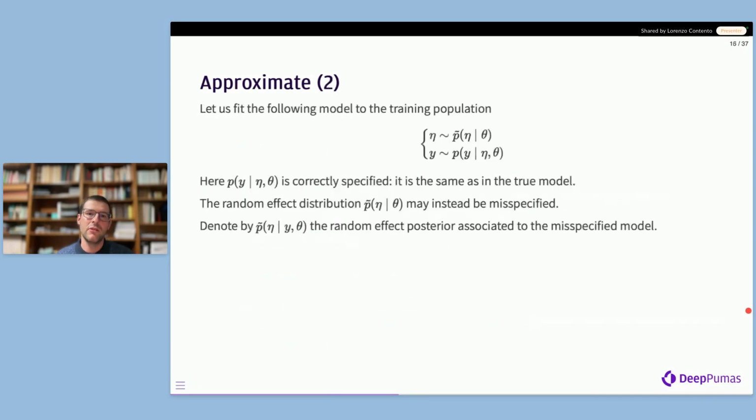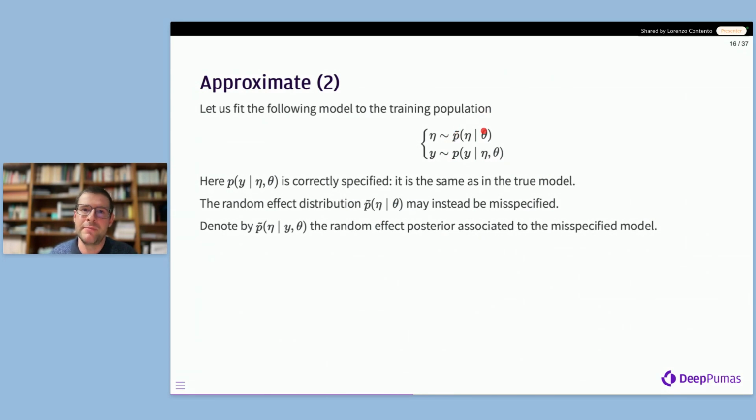So let's look at step 2 now. And in order to approximate this step, we will finally need a model to be fitted to this data. So this is the model that we will use. It makes a big but not that big assumption about the observational model, in the sense that we assume that the observational model is correctly specified. It is the same as in the true model.